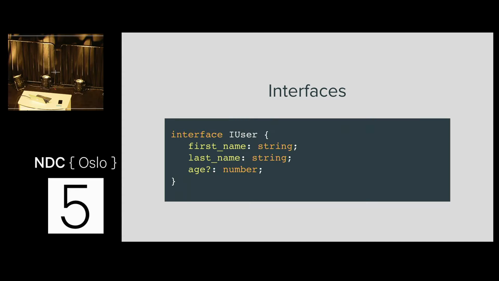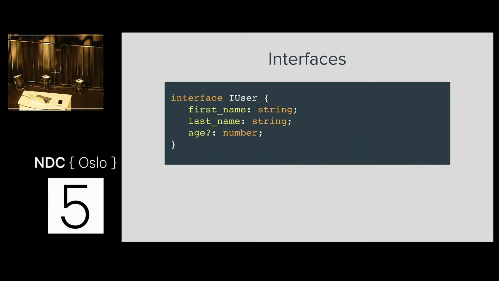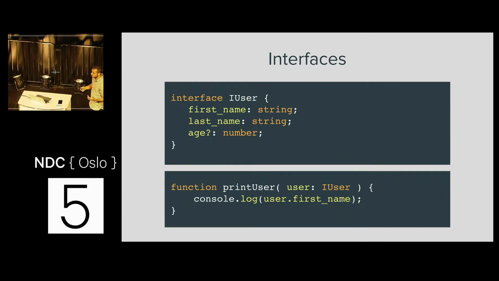So you can think of interfaces as a code contract. And this is very beneficial in teams if you have a code contract. So with the same interface, I hint the user variable to be of type IUser. Now I know that I can get the auto-completion of user.firstName, and I know for sure that it should exist. So these things are very beneficial when you're working in a team.